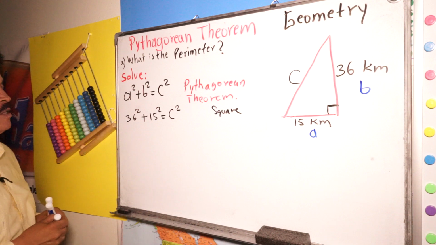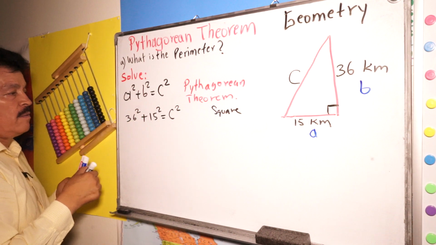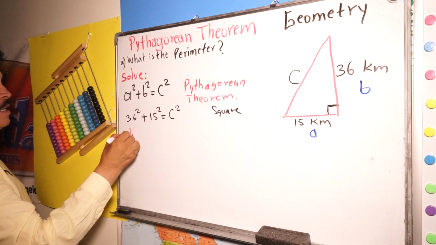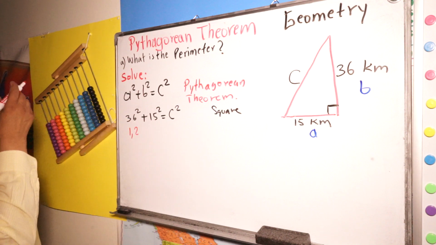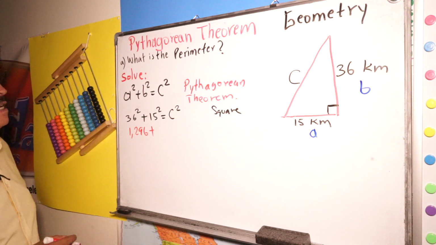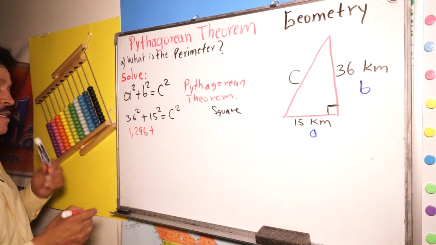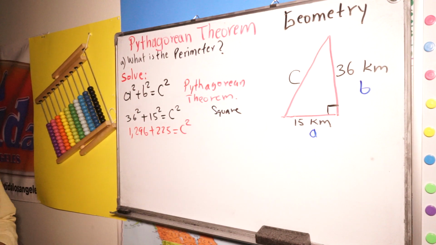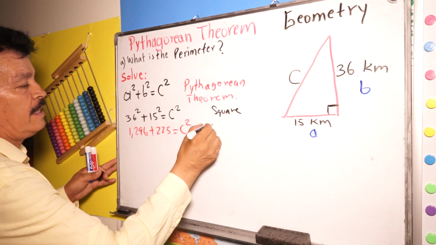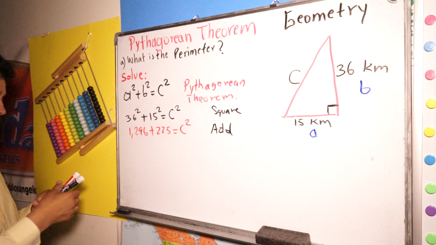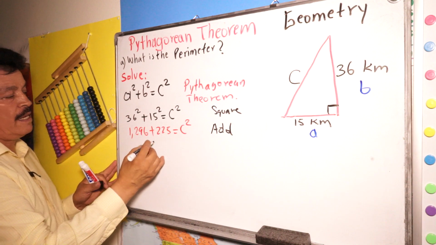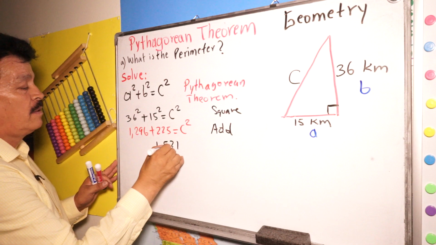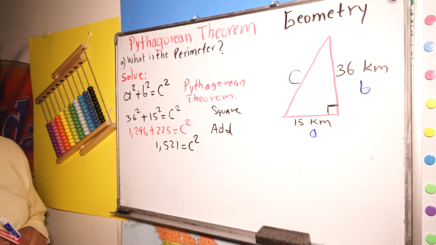All right, next step is to square. When you square, 36 times 36 is 1,296, plus 15 times 15, or 15 squared, is 225, equals C squared. Now we have to add. We add those numbers and we are going to have 1,521 equals C squared.